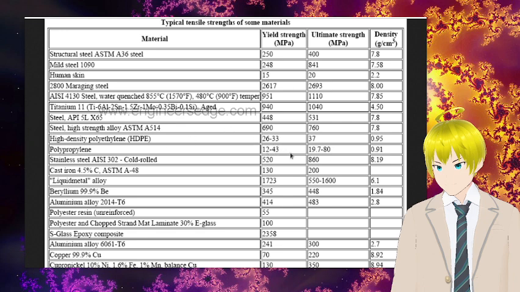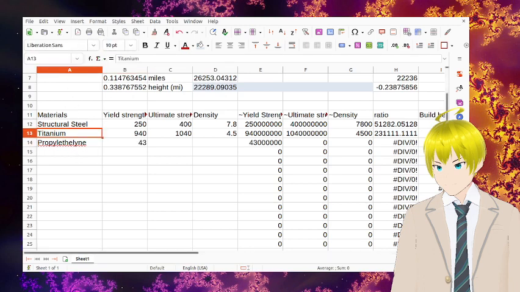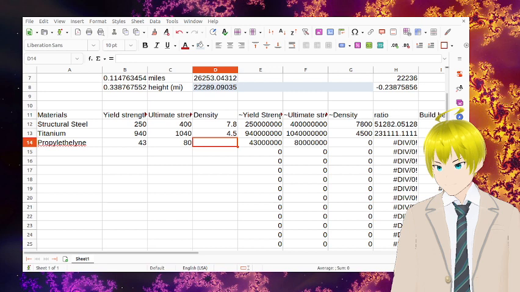12 to 43. So I'm going to use the high range, and I'm going to use the low range for the density, just to get a maximum. So we're trying to find the maximum theoretical limit here. Yeah, so 43 and 80. I'm surprised that there's so much of a difference between the yield strength and the ultimate stress. The graph that we looked at didn't look like there should be that much difference. I guess the graph might have been logarithmic or something. And the density should be 0.91, so it's a very light material. So we can get higher with this one.